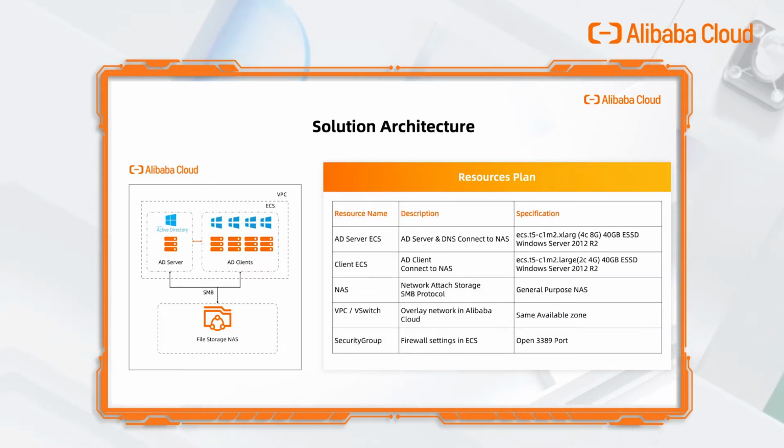You need to create an AD server and create a few AD clients. The AD server is to store the authentication information, identity information of each employee. And the AD client is used for each employee to log on to the system. Then the AD server and AD clients connect to file storage NAS. Besides that, we have a VPC to store all the resources in one VPC. We also create a switch for this VPC, and we have a security group to set up the firewall.